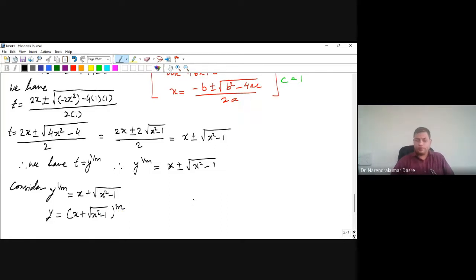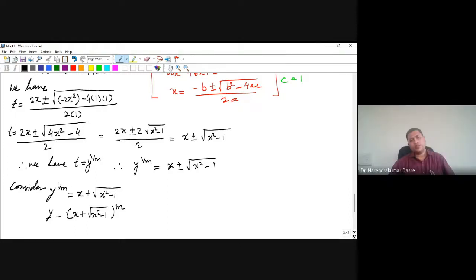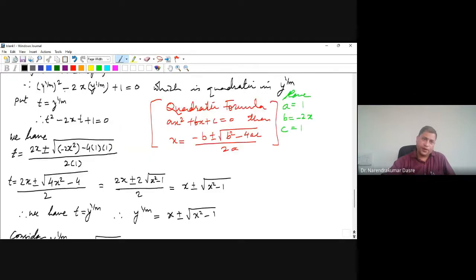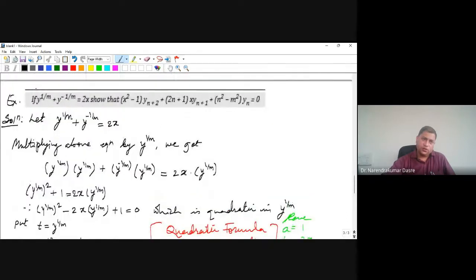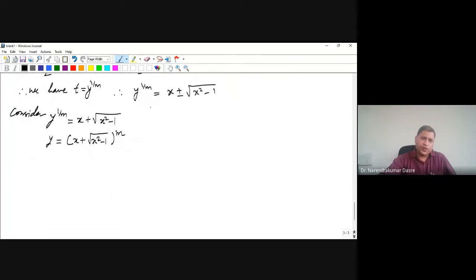Is that okay? Yes, sir. Here this is the mth root of this term, so its m power will be this term. And now we know what y is. We wanted to find the n plus 2 derivative, so first we have to find the second derivative. For that we needed y, and we got y in the simplest form. Now we can differentiate.